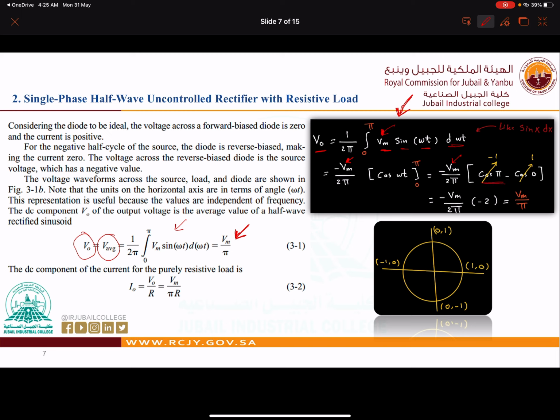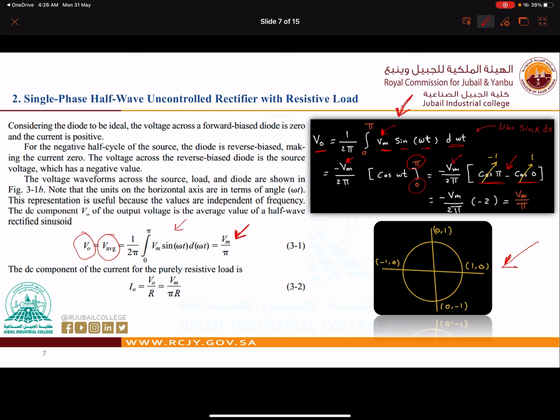So cosine pi minus cosine 0, because from 0 to pi, right? This minus is from the equation. Okay, we know that the first part is the end of the integration minus the starting of the integration, right? And this is from calculus. You can refer to the calculus. Now cosine pi is minus 1. Now, how can I know it is minus 1? You can do it with the calculator, or you can refer to this graph.